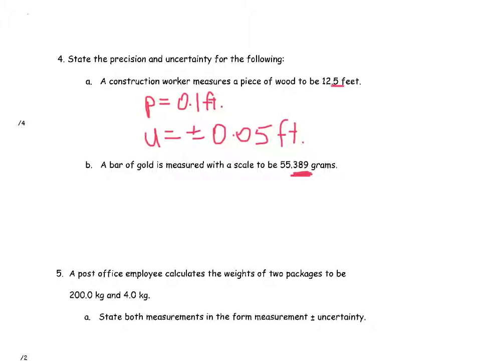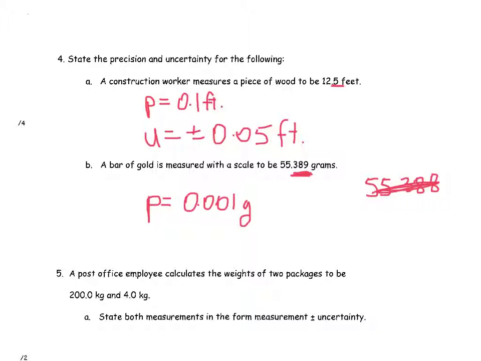Again, I'm given a decimal place, this time 3 decimal places. So this is accurate to a precision of 0.001 grams. It's accurate to 3 decimal places. Okay, so for example, I could have measured 55.388 was a possibility. We didn't measure that. We measured 55.389, but it was possible to measure a little bit different.